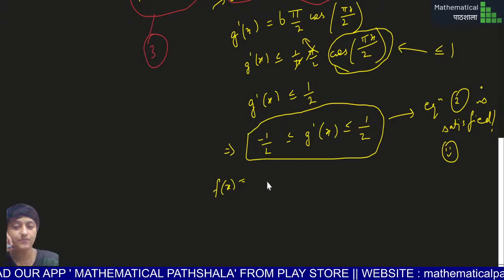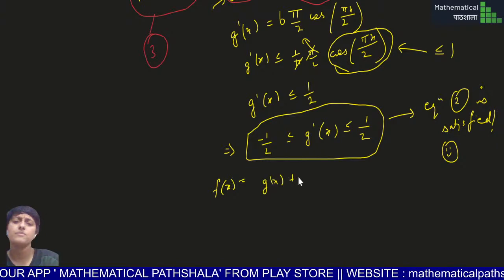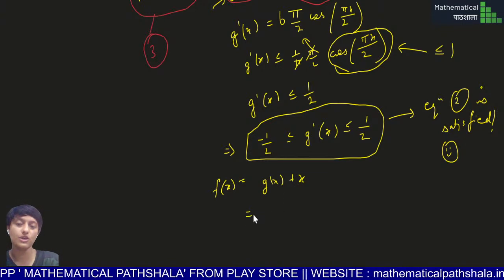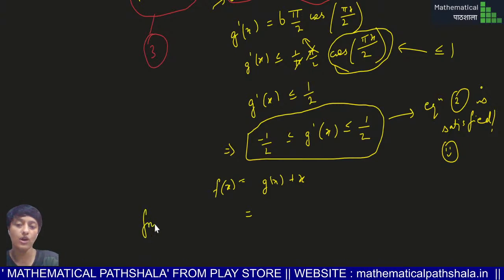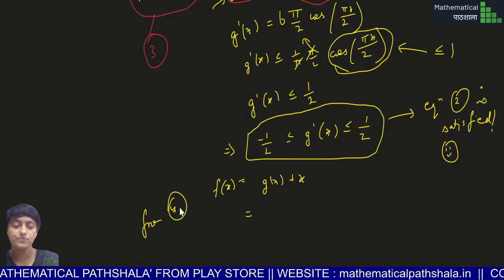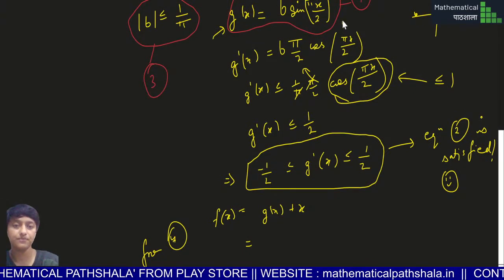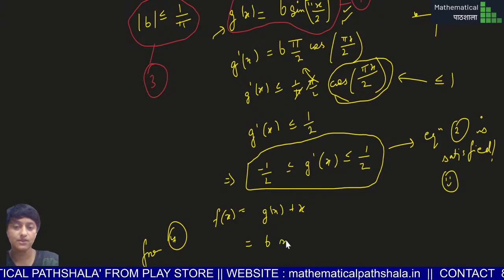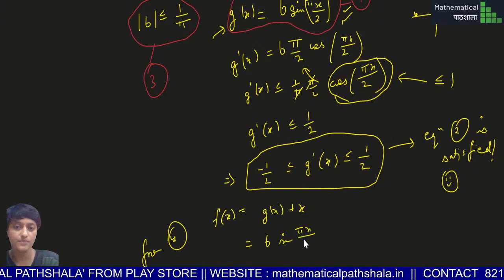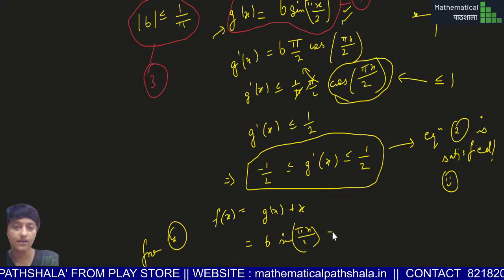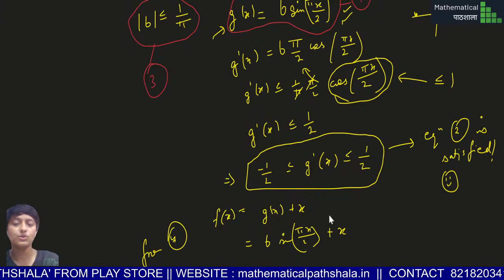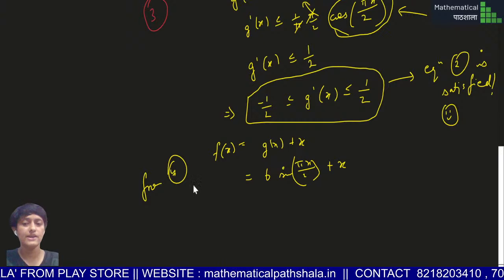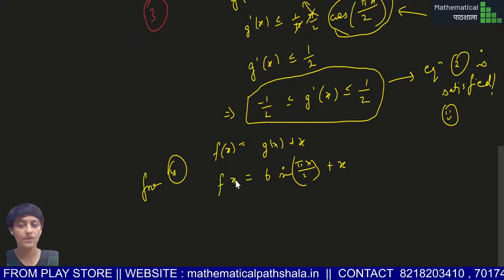f(x) will be g(x) plus x, from equation number 1 above. So we will just substitute the value of g(x) from equation number 4. What we will get? b times sine(pi x by 2) plus x. So we got this f(x). Does this f(x) satisfy all the hypotheses which are given to us? We will check it.